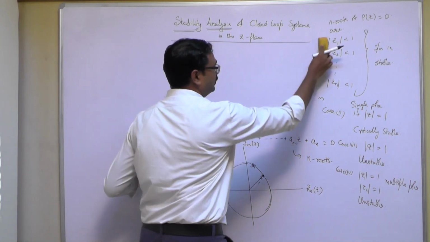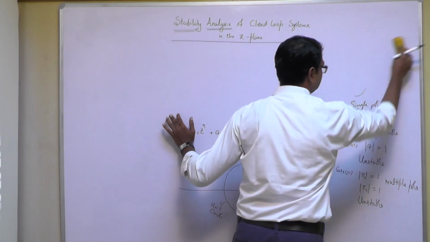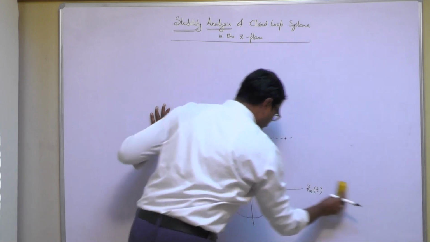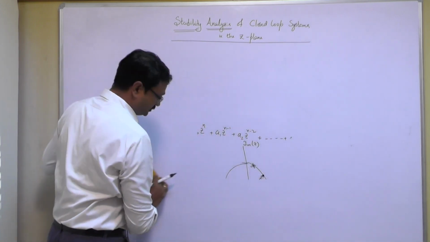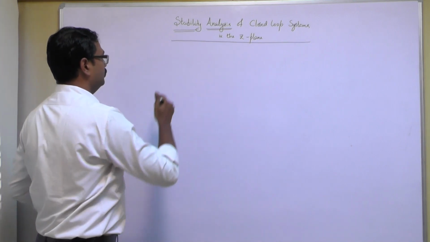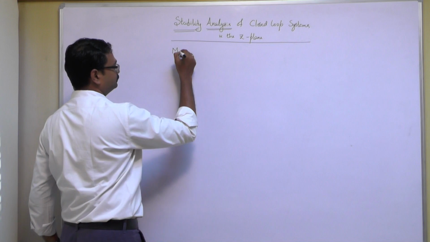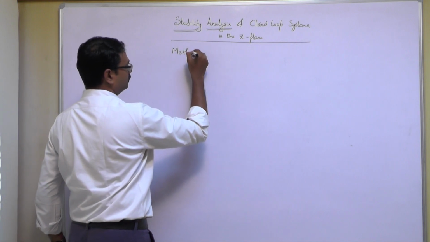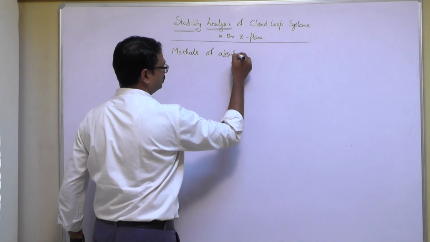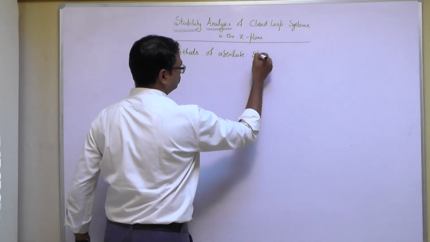This is what we can infer from the analysis we have made so far from the previous class. Now we will see whether the system is stable and what are the various methods to find out stability. So, methods of absolute stability.